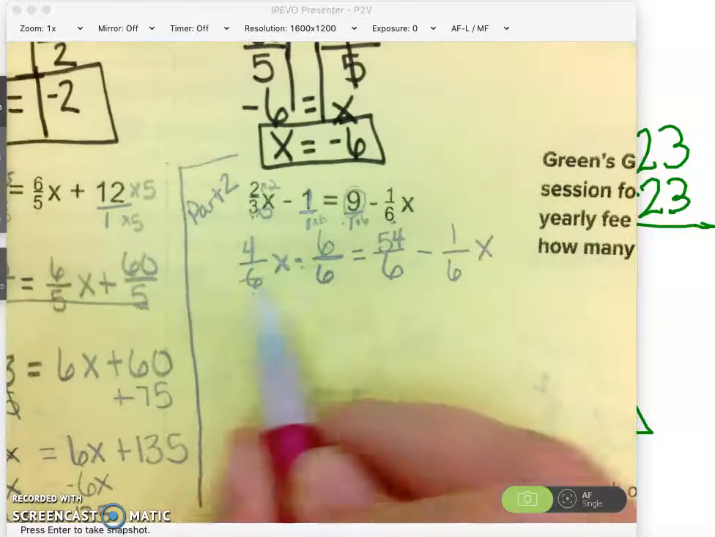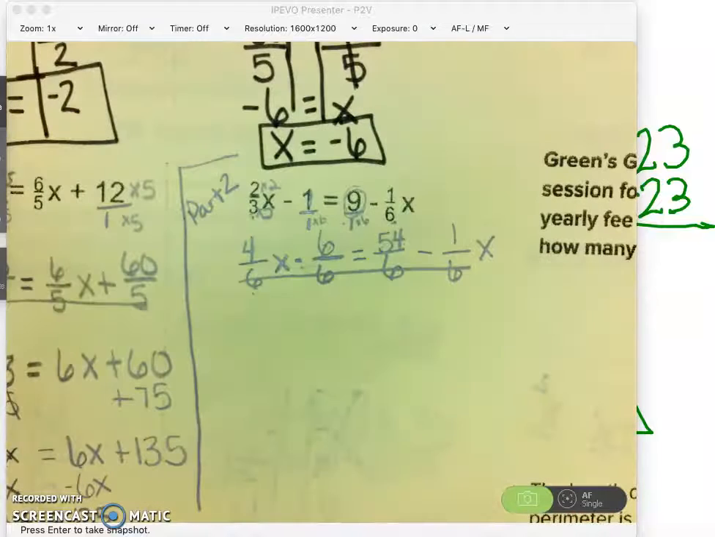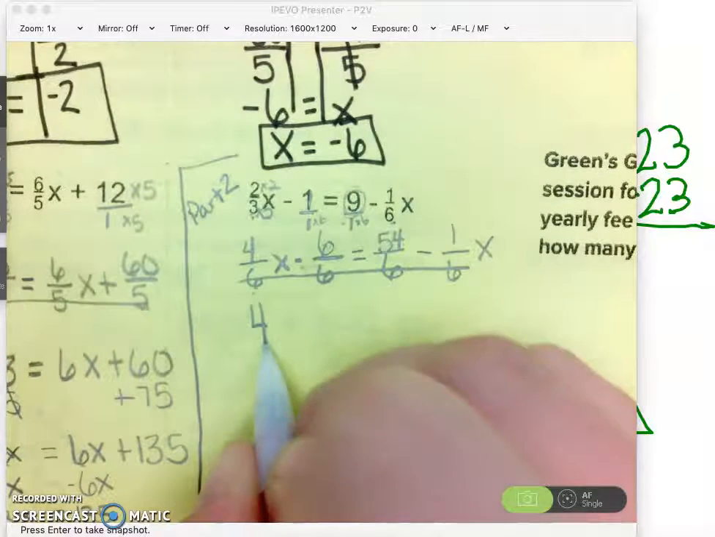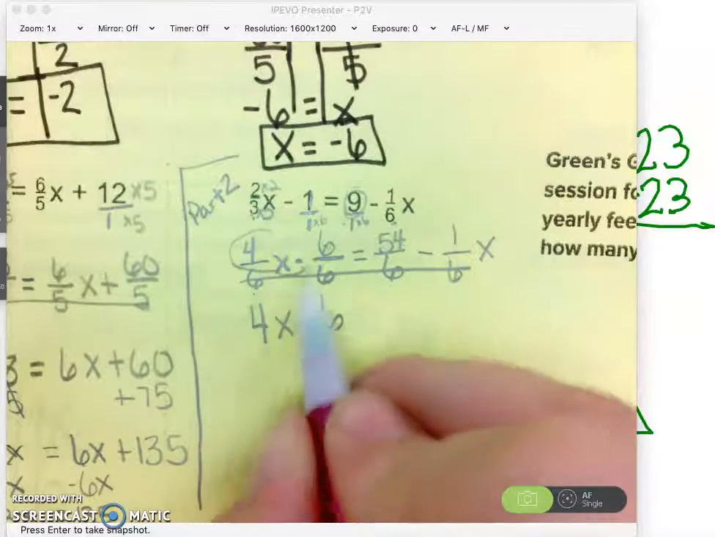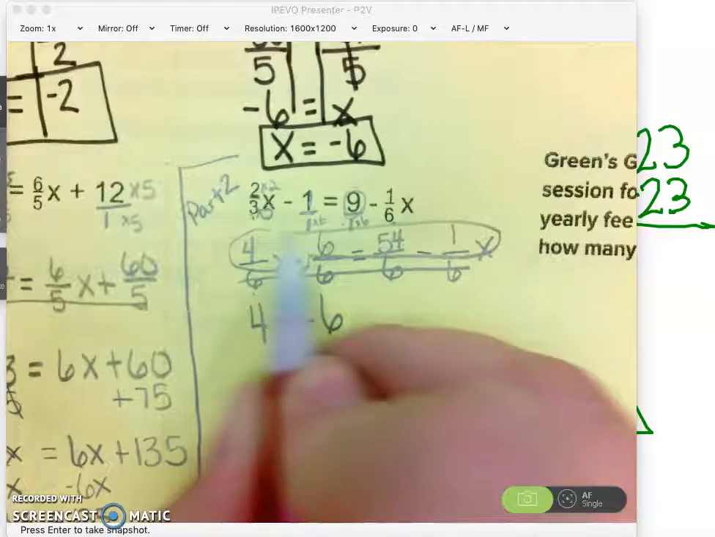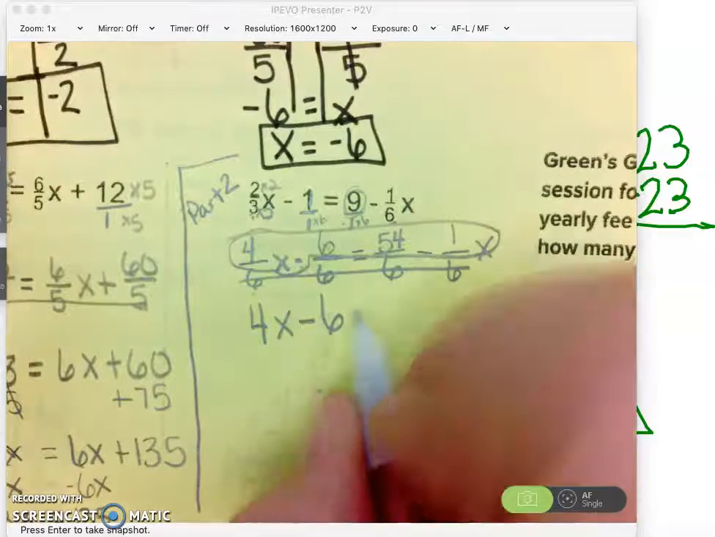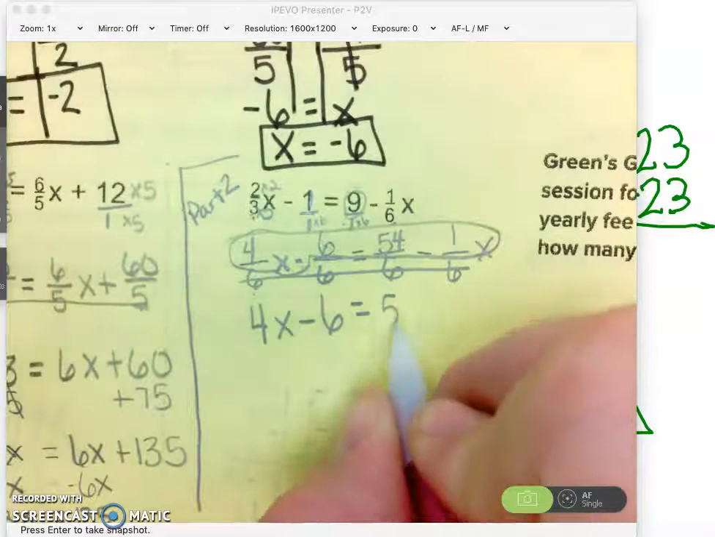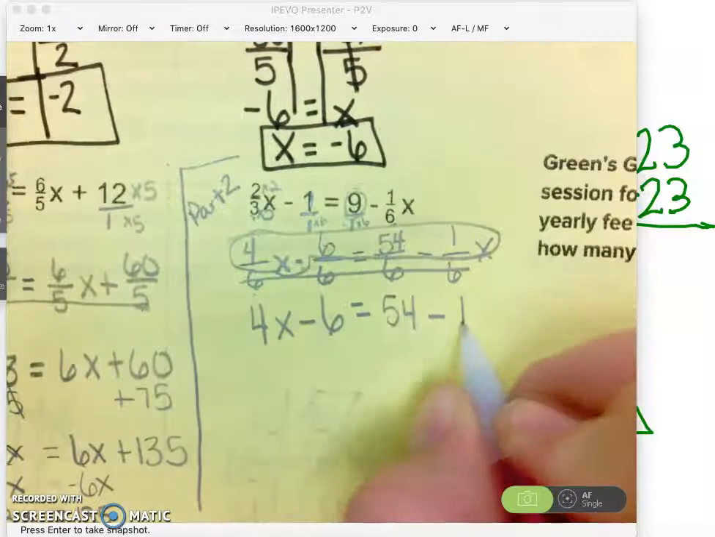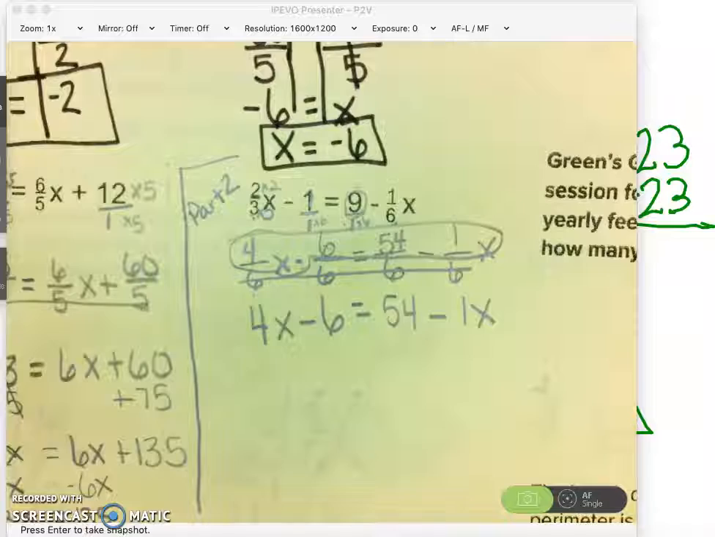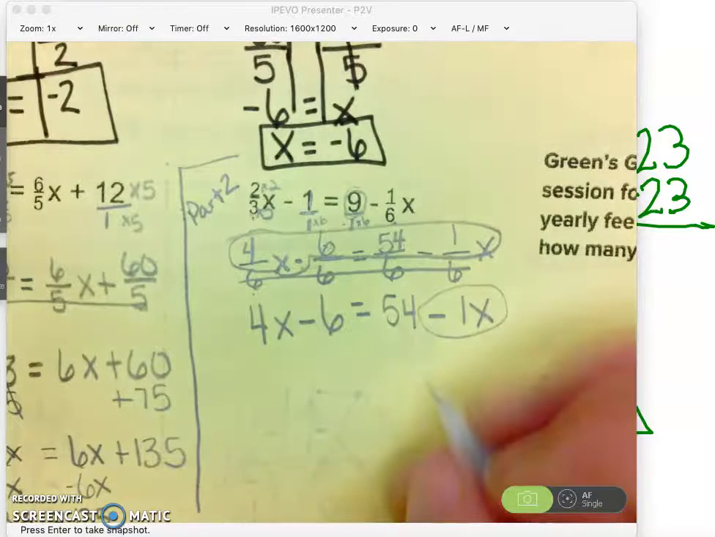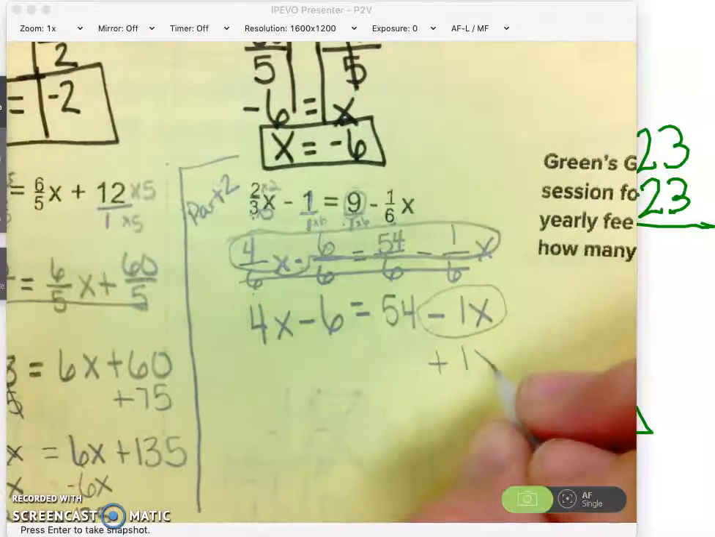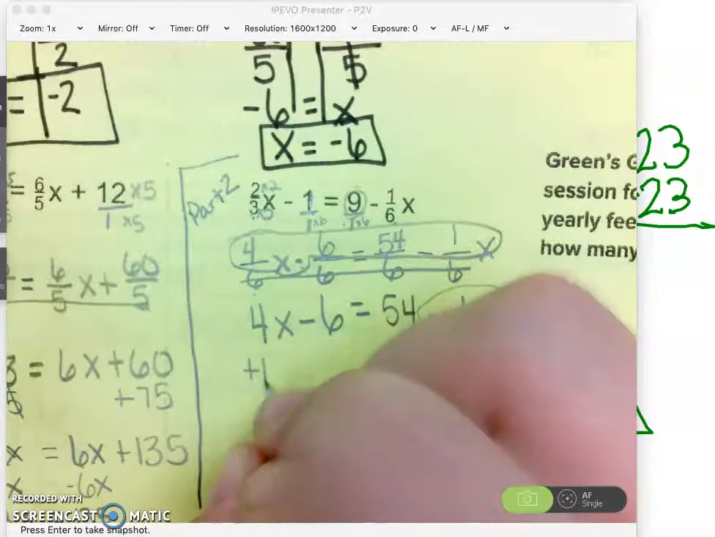Again, I have now all 6's on the bottom, so I'm going to cross out all the 6's. So I get 4x minus 6, so I'm going to be writing everything else the same. This is going to be on top. Equals 54 minus 1x. So here I want to get rid of that minus 1x by adding the 1x to both sides.